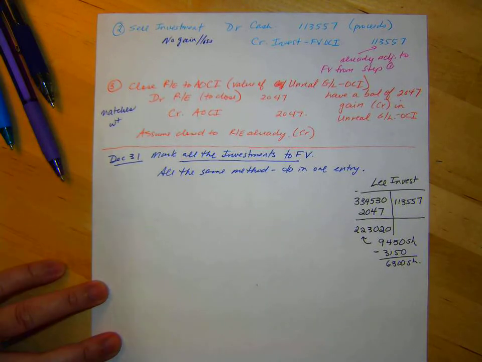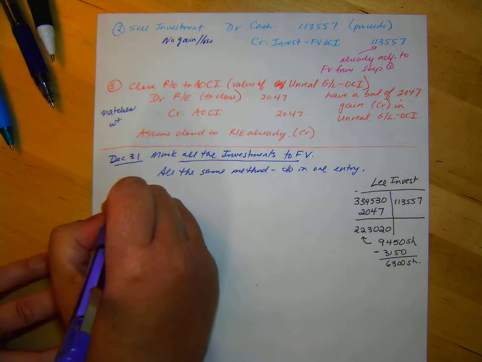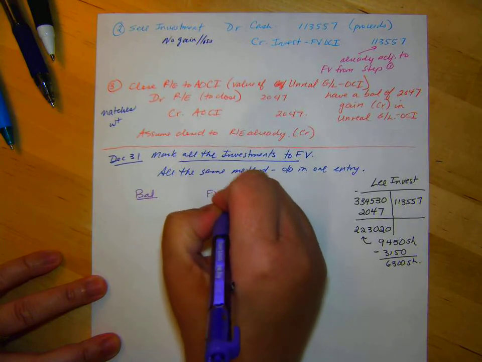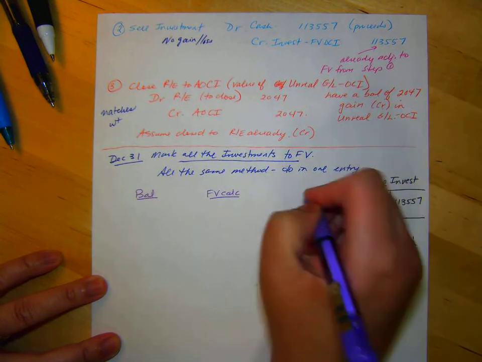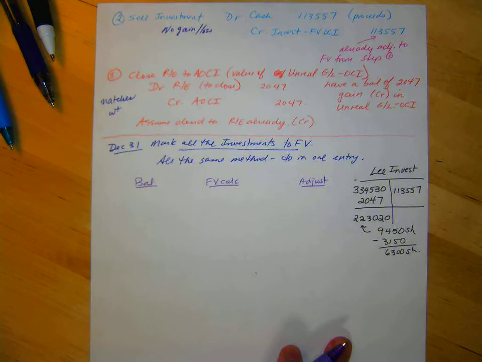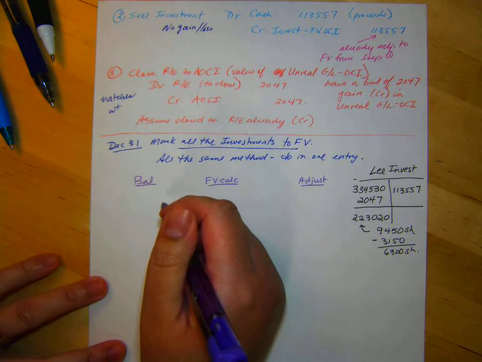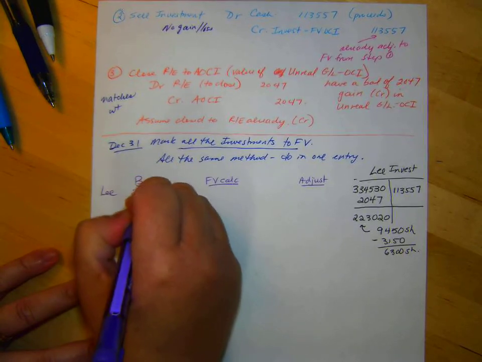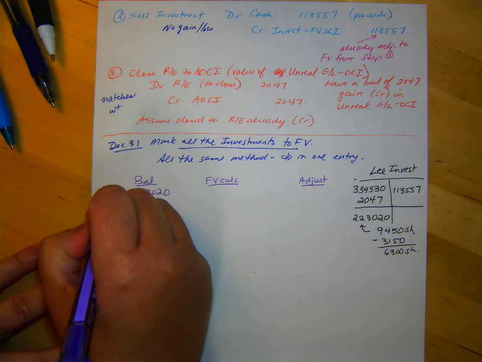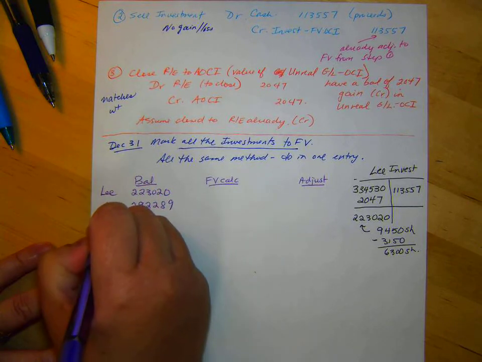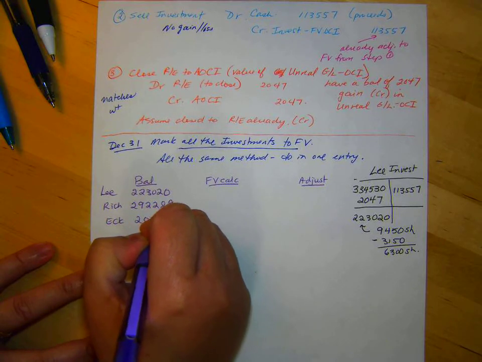So I'm going to set up the same kind of table. I'm going to have the balance. And again, you don't have to do this in any certain way. And technically, you could do it in 3 entries. Okay, so we've got Lee has 223020. Richard hasn't changed, it's still at 92289, and then Ekstrom at 207607.